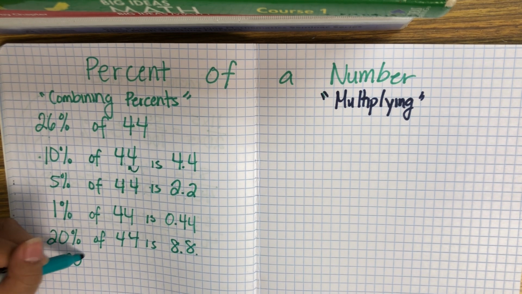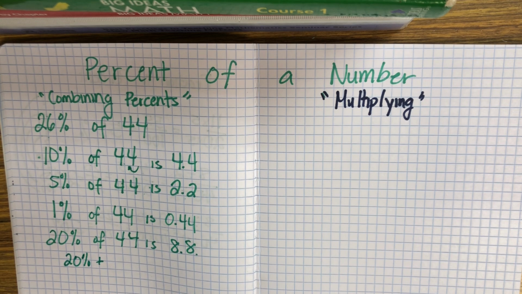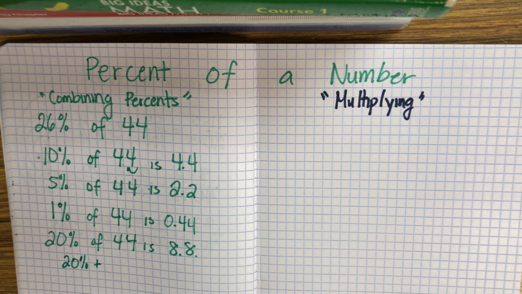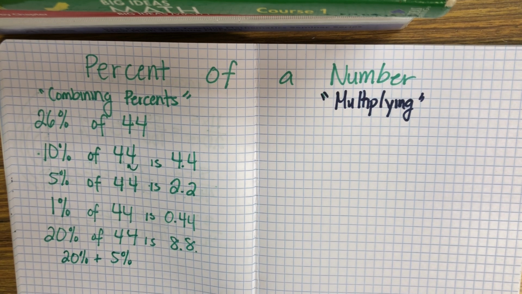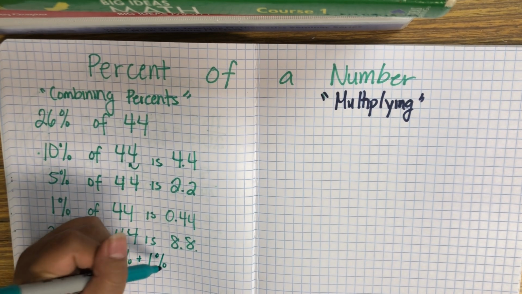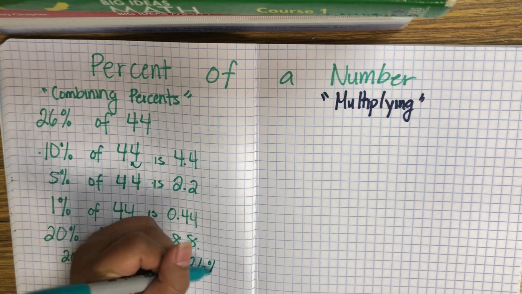Okay, I got 20% plus. I like to work in friendly numbers, so that 5%, 25%. Oh, look, there's a quarter. And then that 1%. So that gives us our 26%.